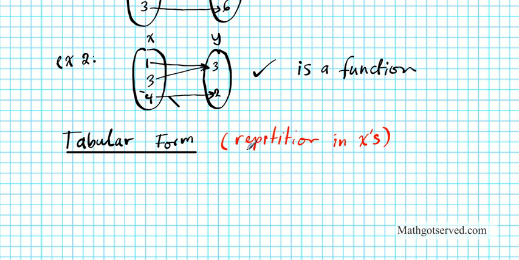So repetition is a no-no. All right, let's take a look at an example. Example 1. What if we had this table right here? You have x and y, and then you have 3, 3, 5, 7. So you see this relation, 3 goes to 5, 3 goes to 7. Look at the x's. Are there repetitions? Yes, you have repetitions here. So guess what? This is not a function.